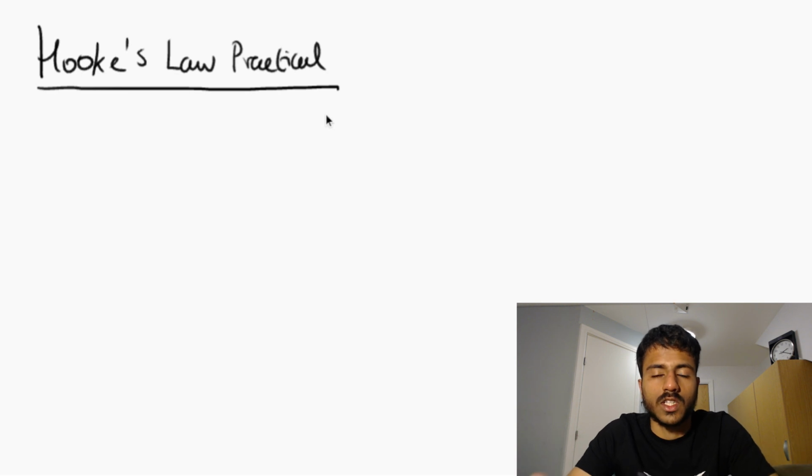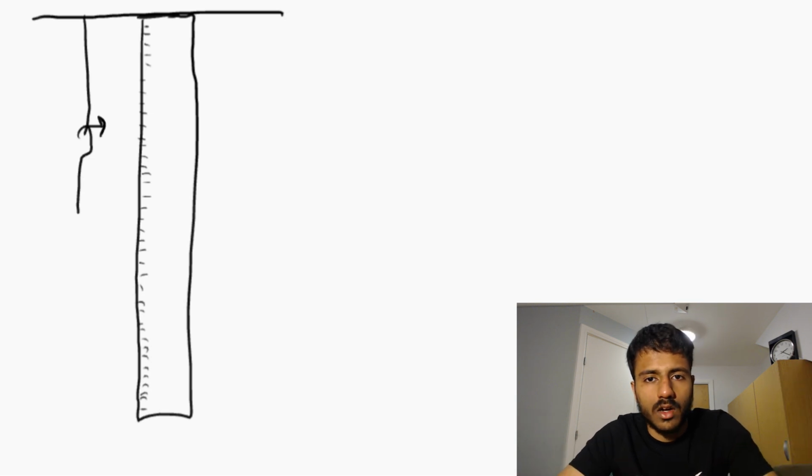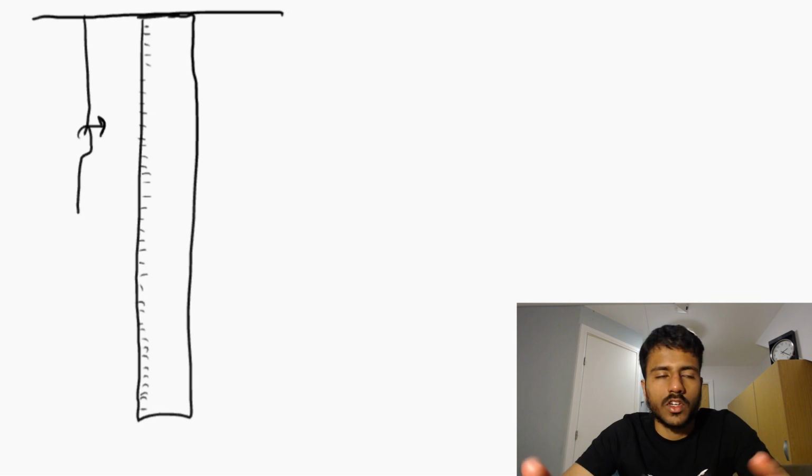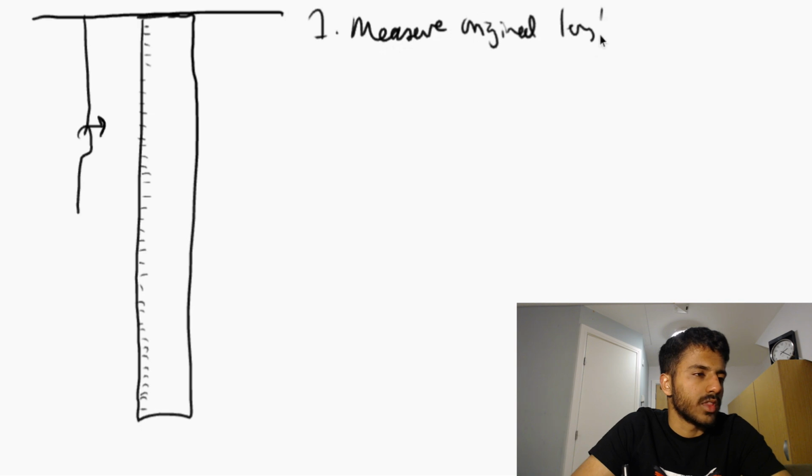So today we're going to be discussing Hooke's law and how to prove it using a practical. So here's the setup. We have some string or a wire and we're trying to determine the spring constant of this string. So first of all, what we do is we simply measure the original length of the string. And we do that with this meter rule that we have now clamped onto this clamp stand.